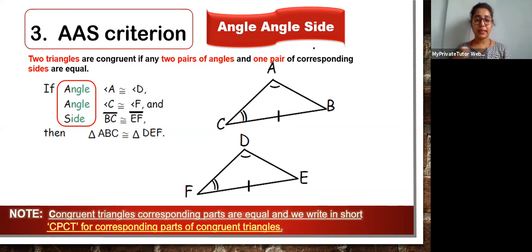And then the third one is angle angle side. That means the angle, then the next angle, and then the side will be coming, not in between the angles. Okay, let's move to the next criterion now.